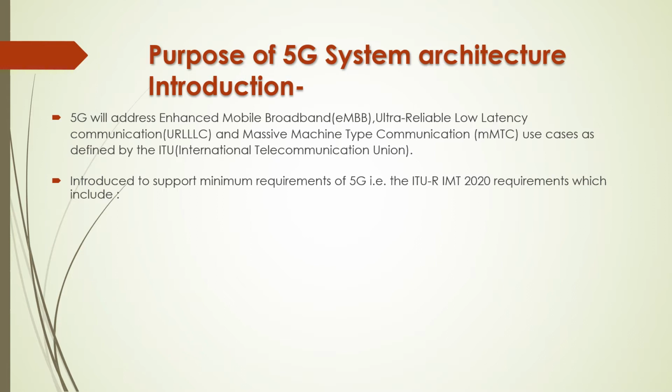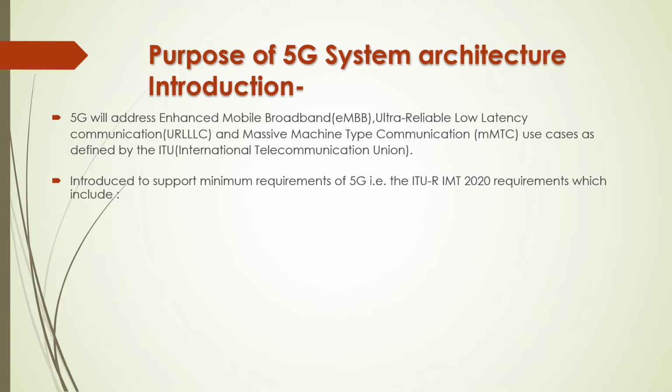Then we have massive machine type communication. This is the Internet of Things. Massive machine type communication could be, for example, in an industry or in a factory where there are various machines. Currently, these machines are working independently. So we can connect these machines so that they can talk to each other. This is one use case. So these are the three use cases defined for 5G.